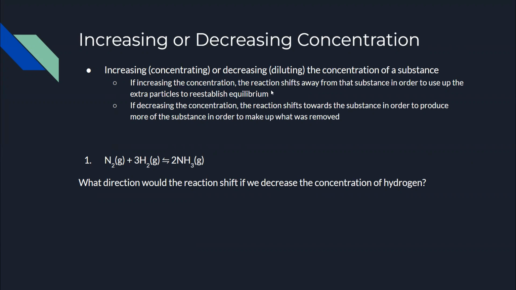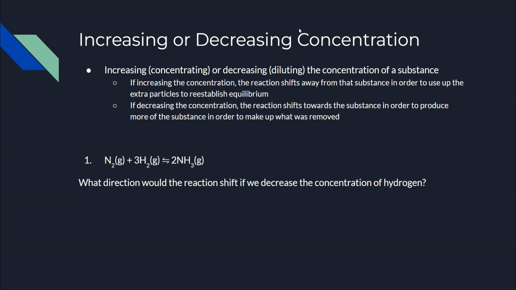If decreasing the concentration or diluting, which basically removes particles, the reaction shifts towards the substance in order to produce more of the substance in order to make up what was removed. So basically, you're trying to create more products or more reactants if something was diluted, so you can have the same equilibrium constant that you had before.